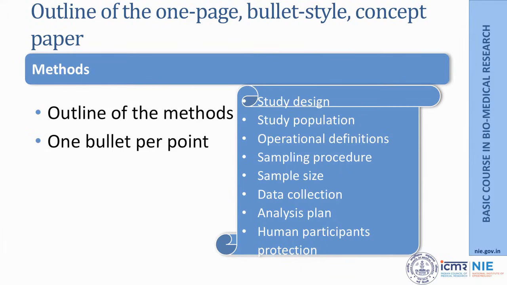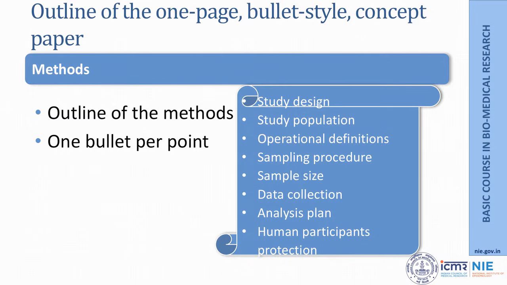The next section is on methods. It has to give by bullets an outline of all the aspects of methods covering, for example, study design, study population, key operational definitions, the sampling methodology by which you will select your study participants, the calculation of sample size and key considerations for sample size, the data collection procedures, who will collect, what will they collect, and an analysis plan around the key objectives. Finally, this section will end up by saying what are the ethical issues and which ethics committee will review this protocol if developed.